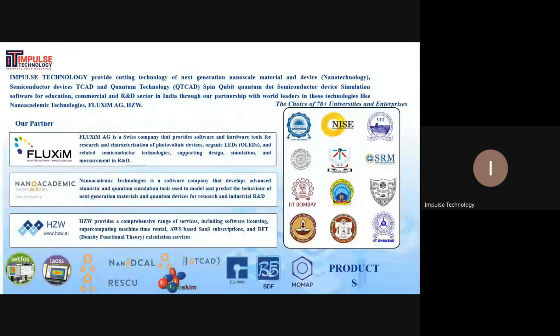The first one is Fluxim, which is a Switzerland-based company. They offer software for LED and OLED related technology. And the second one is Nano Academic, which is a Canada-based company. They offer material-based and atomistic quantum technology software. And the third one is HJW, which is a China-based company. They offer software for DFPT and AWS-based software also for the simulation of nanoscale materials and nano devices also.